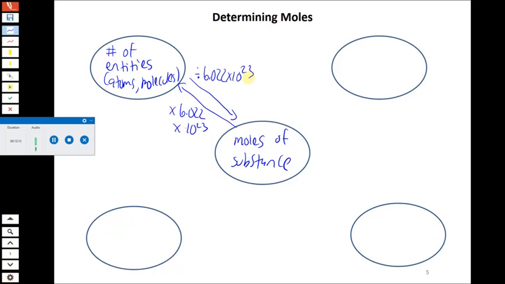So it's whatever that smallest building block is for that particular substance, we're going to have Avogadro's number of those units in 1 mole. So that's one definition.